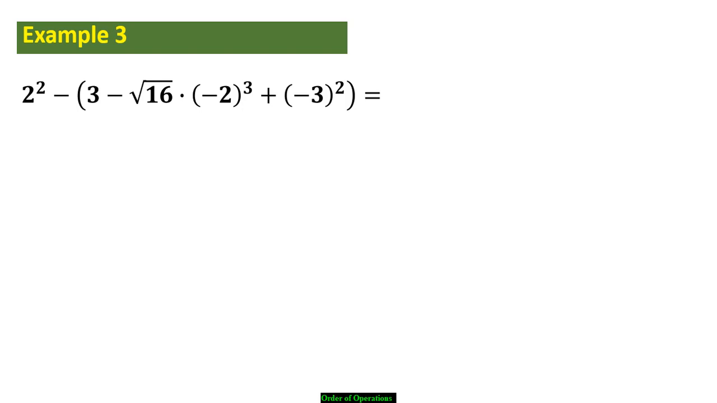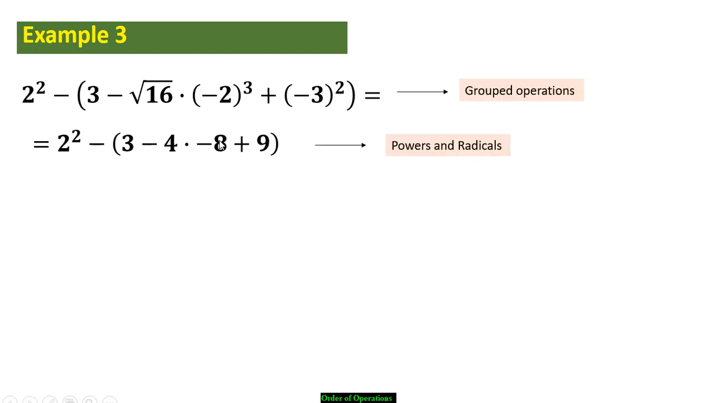So we have to solve first radicals and powers from left to right. We have this radical, that is the square root of 16. If you ask what to do with this term, 2 squared, you only write it again.